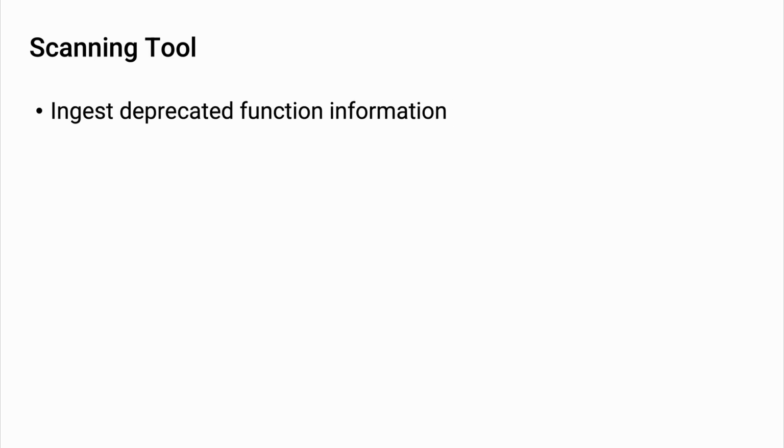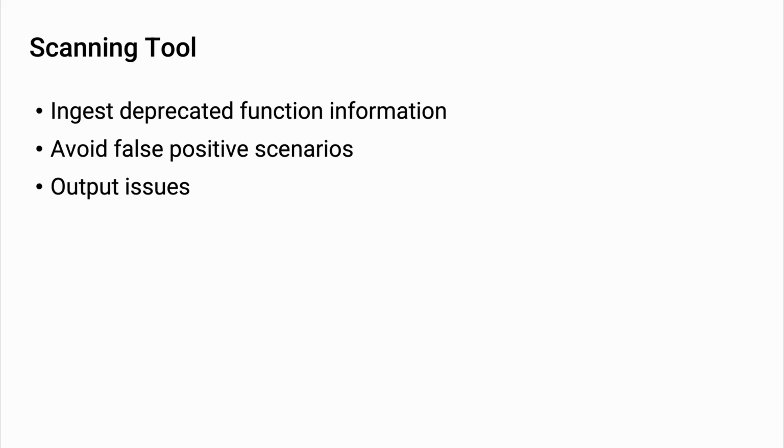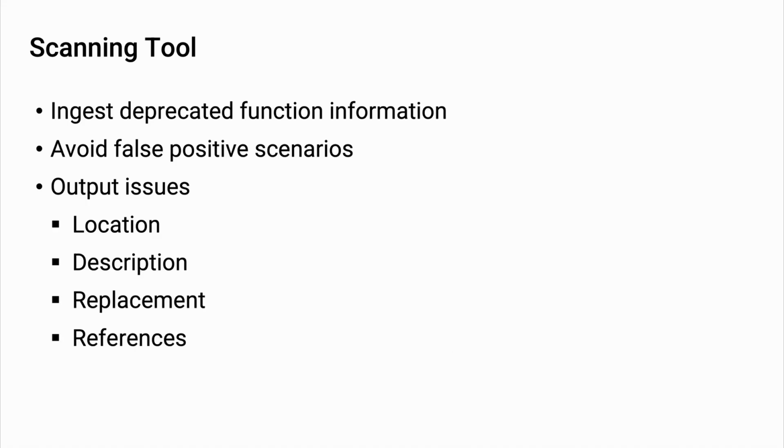The scanning tool should be able to ingest the deprecated functions information generated in the identify functions activity, avoid foreseeable false positive scenarios such as names and strings and comments, or those which are class member functions, and of course the tool needs to be able to output issues. The output should include the location of the deprecated function, and if the tool is capable of doing so, it should also provide a description with the reason for deprecation, the recommended replacement, and a reference to the source of the deprecation.